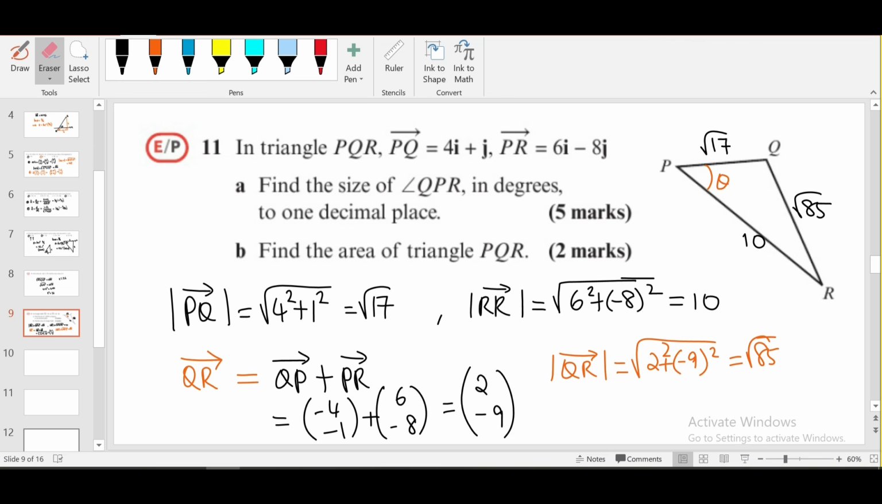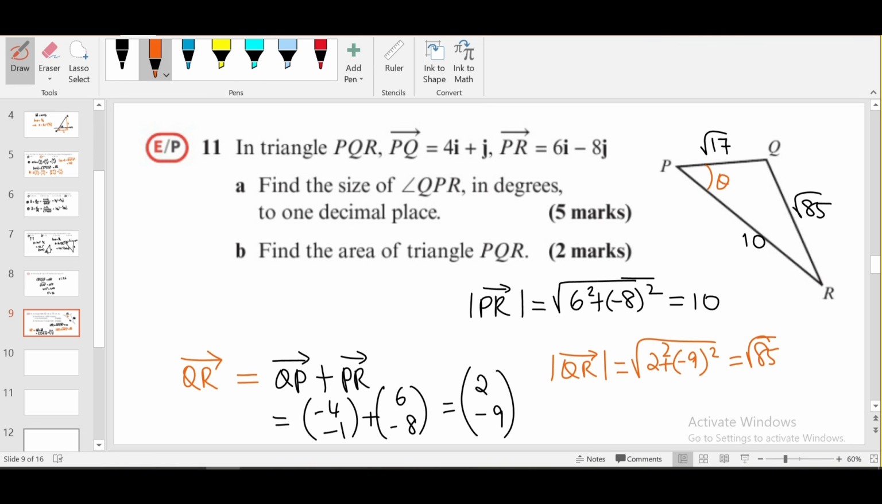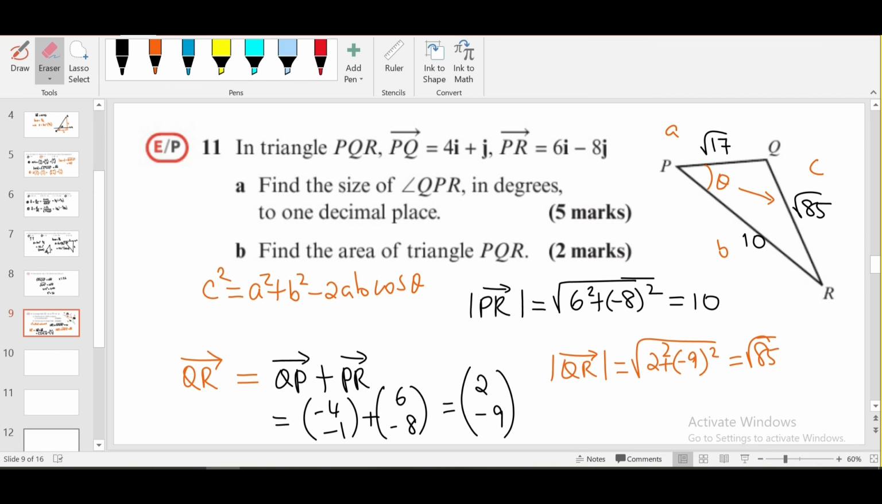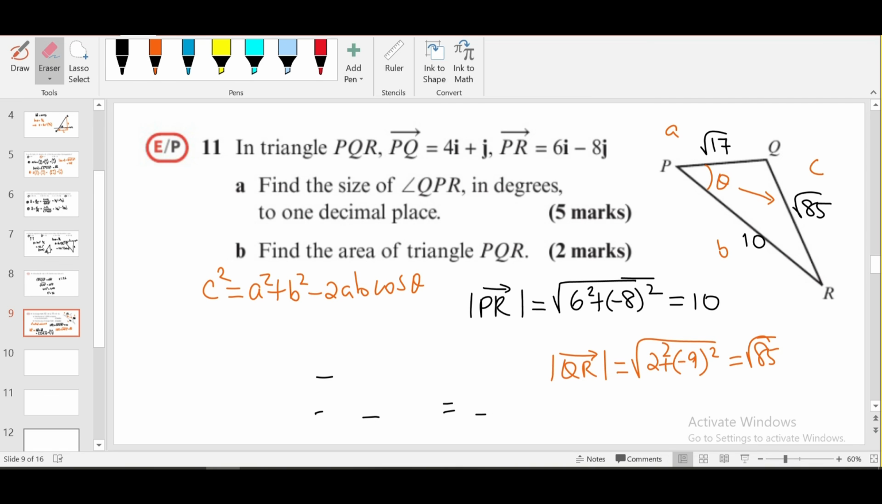That's supposed to be PR, right? The 6 squared plus minus 8 squared. Yeah, sorry, it's PR. Now we are going to apply the cosine rule by taking the opposite side as C, other two sides as A and B. C squared. Okay, copy that. Okay, I have it done. The cosine rule is this: C squared is equal to A squared plus B squared minus 2AB cos theta, and then we make theta the subject, right? Yes. Just plug in the values here and make theta the subject.